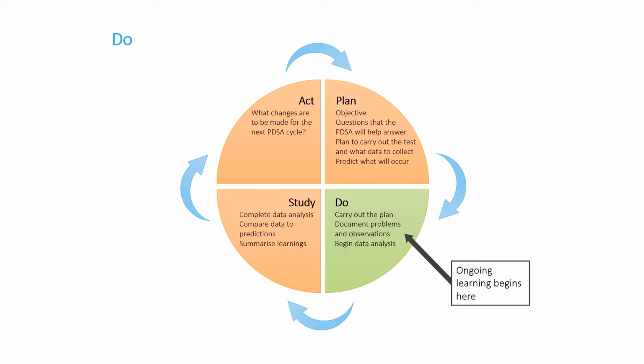Do. This is where the ongoing learning begins. It's important to do it quickly. You shouldn't spend too much time planning. Carry out the test. Document what happened when you tried to accomplish the tasks. What seemed hard or awkward? What steps did people skip or alter? Start small. Avoid analysis paralysis. Don't get too fixated on measurement and instead use it to guide your improvement work.